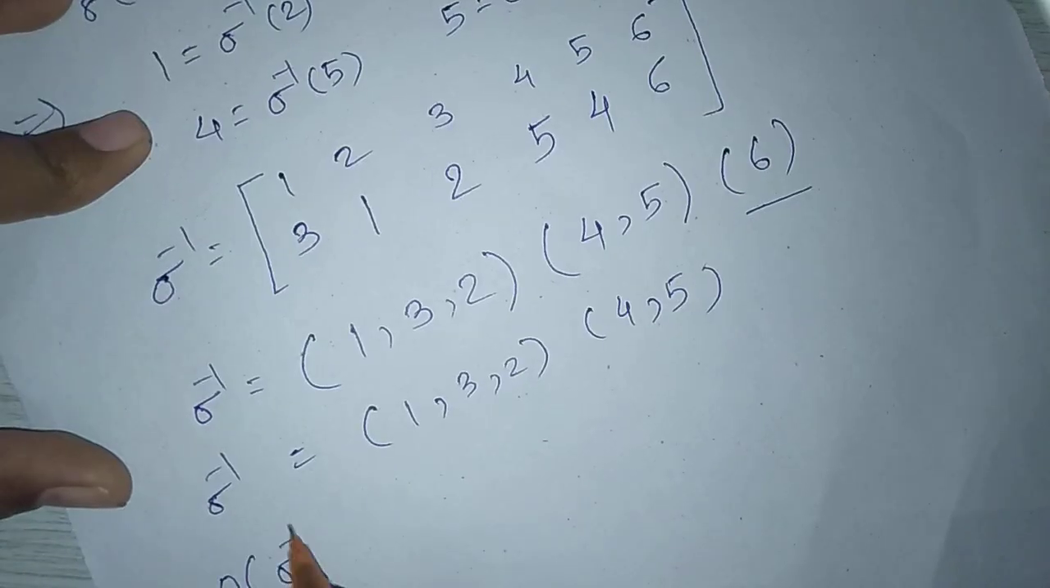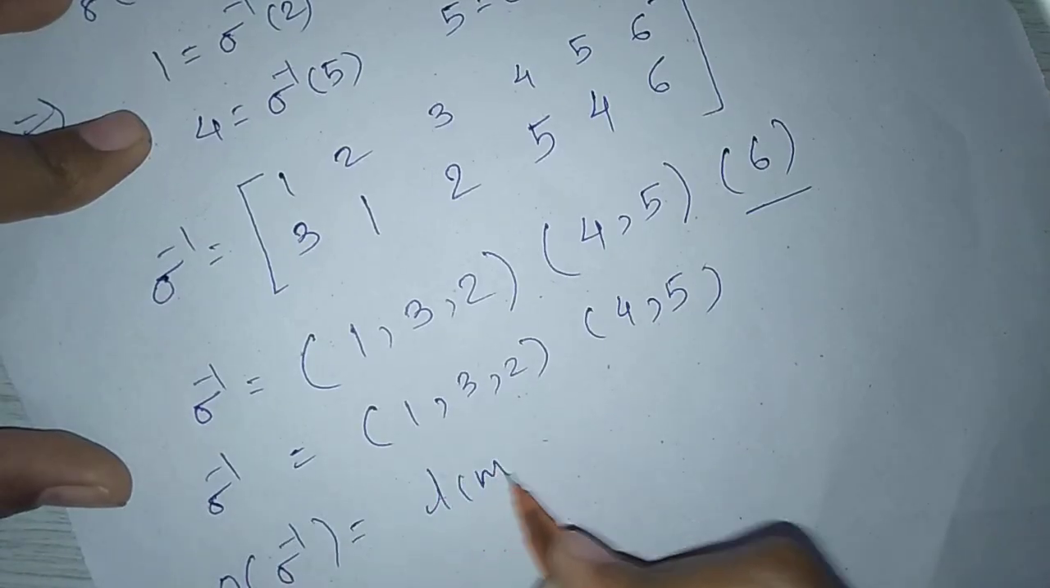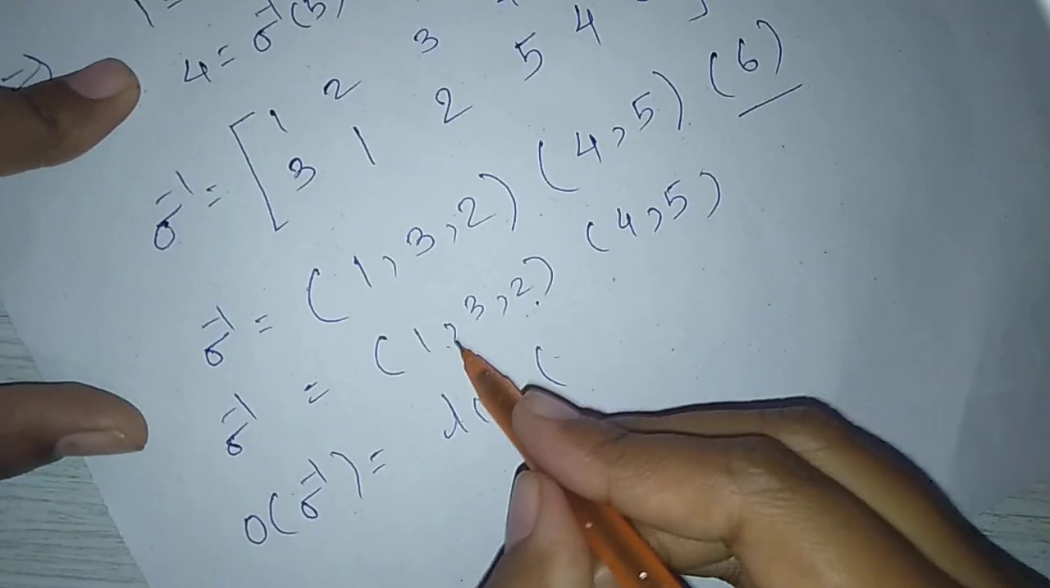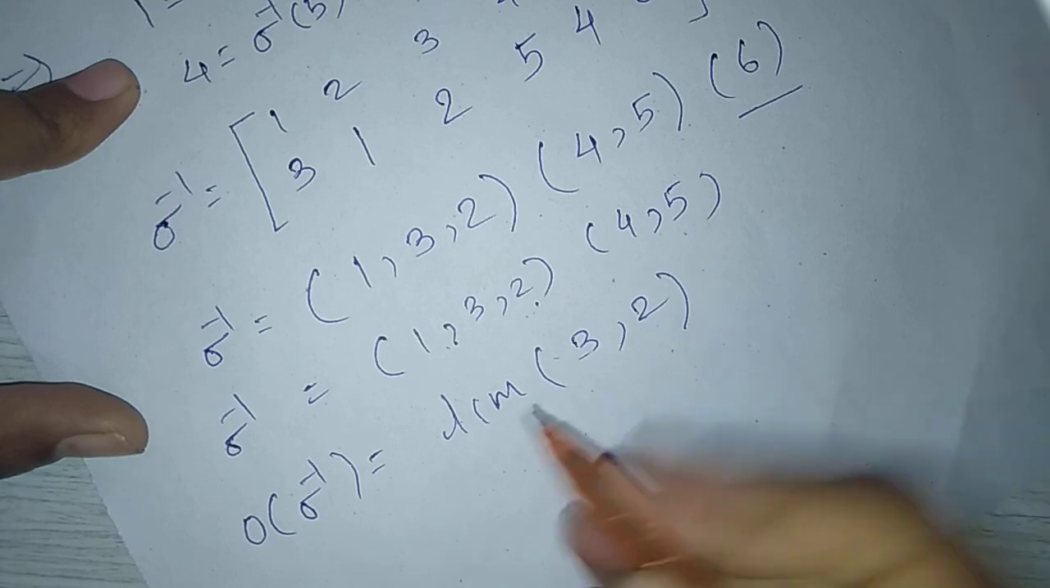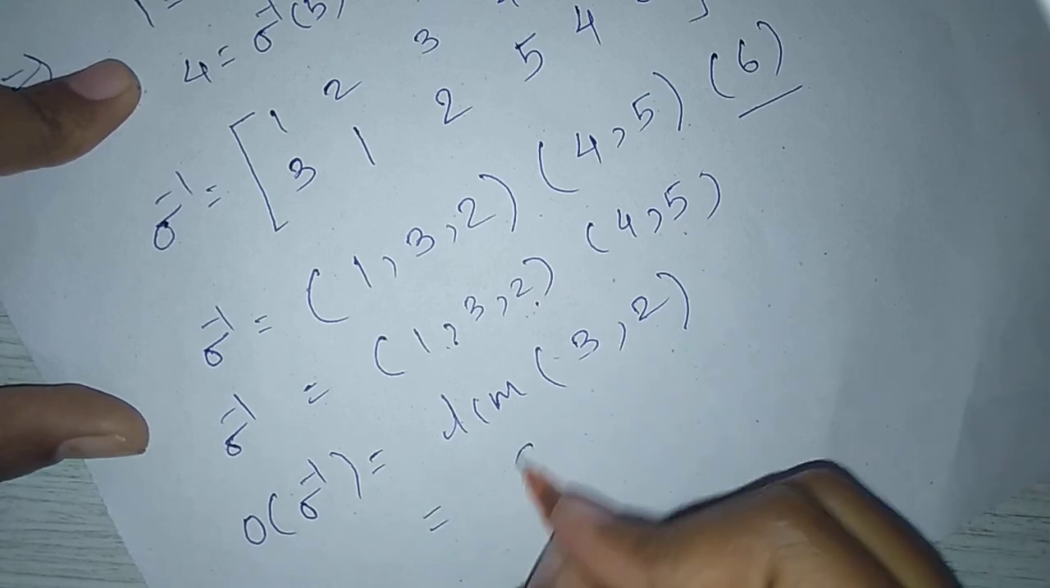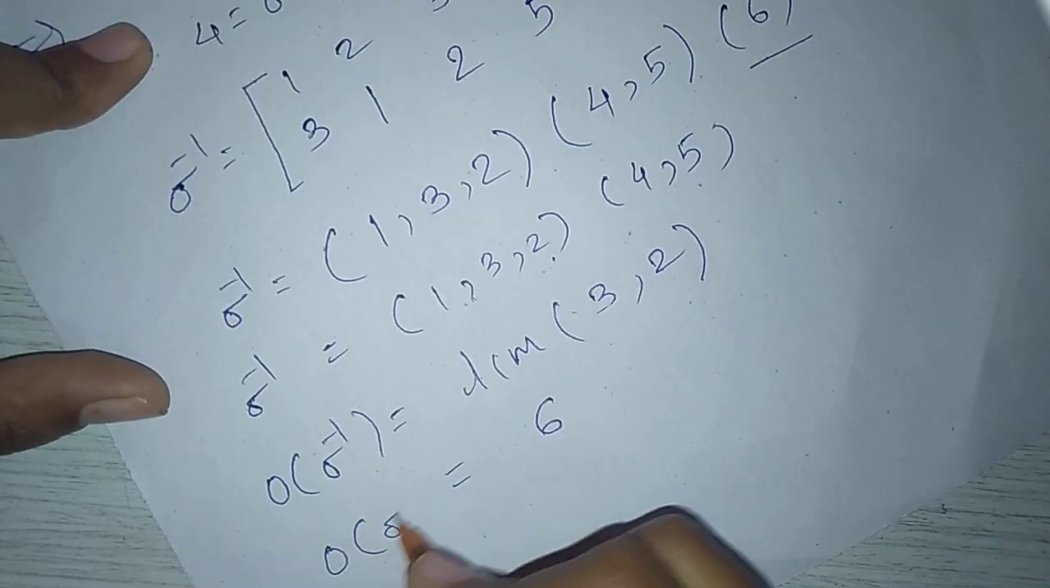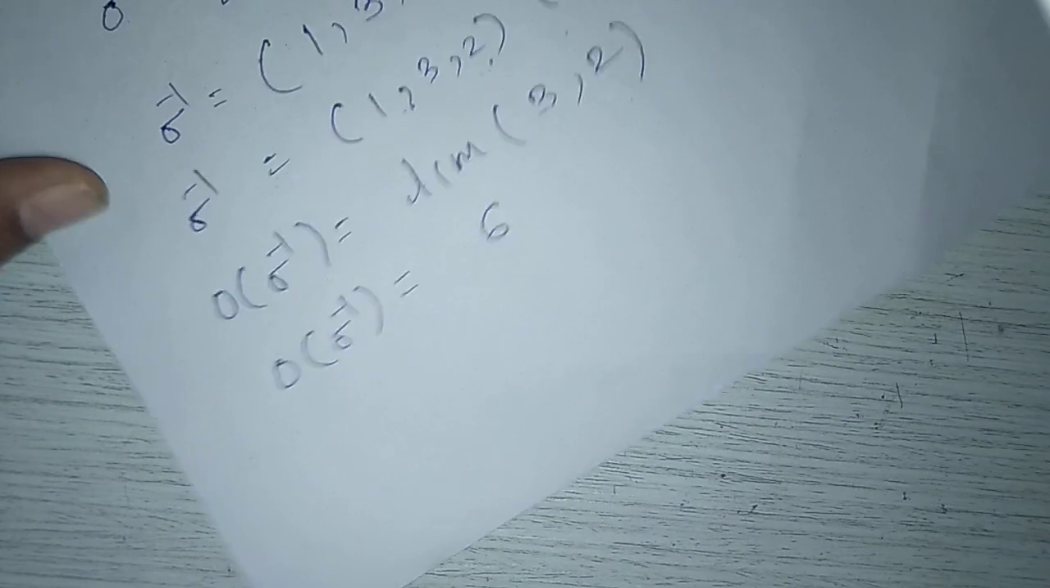The order of sigma inverse equals the LCM of the lengths of the cycles: the first cycle has length 3, the second cycle has length 2. LCM of 3, 2 equals 6. So the order of sigma inverse equals 6.